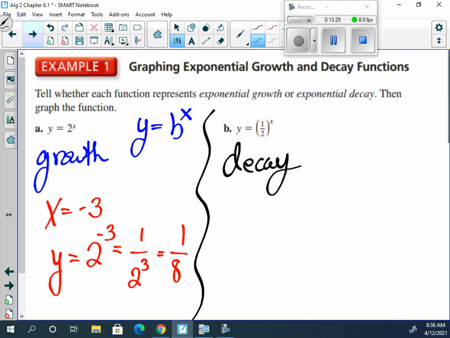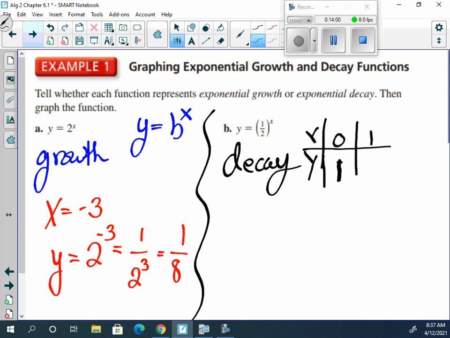decay. And again, if we were looking at it, we could do 0 and 1. But 1/2 to the 0 is still going to be 1. Because I just have 1/2 to the 0. I don't have anything added to it. It's not 1/2 to the x plus 2. I don't have that. There's nothing added or subtracted, so it should be 1 if I plug in 0.